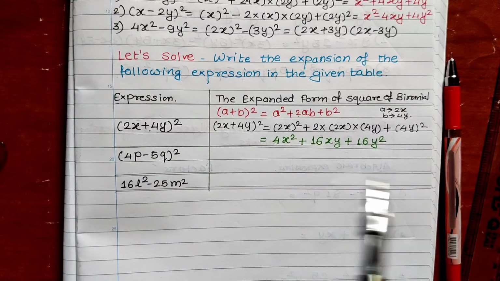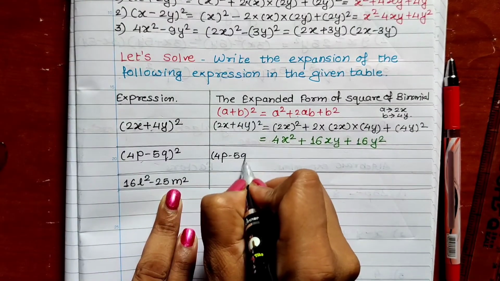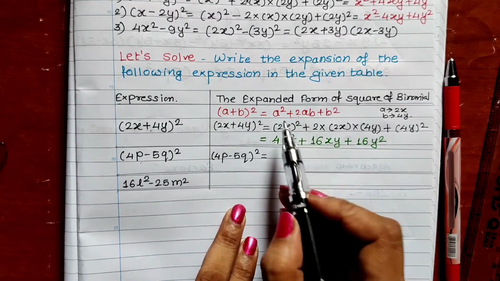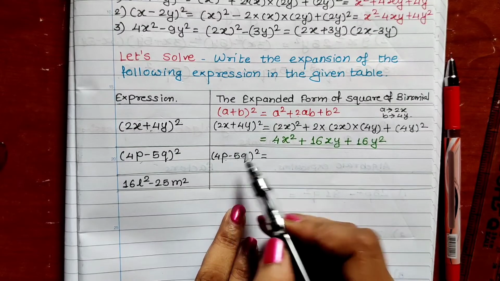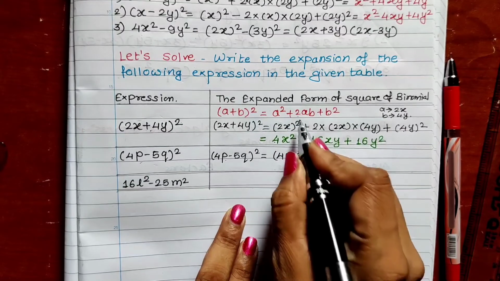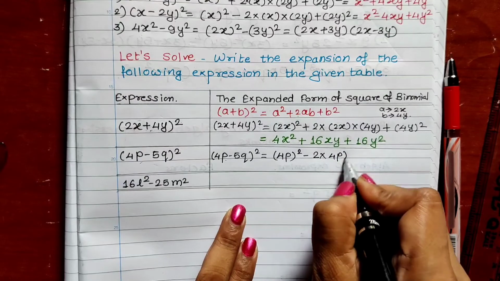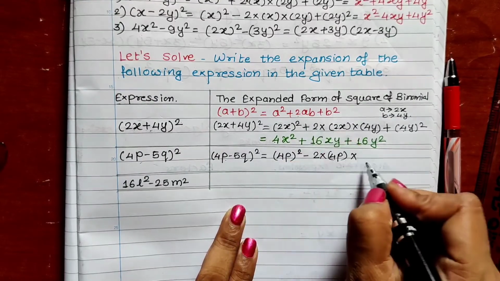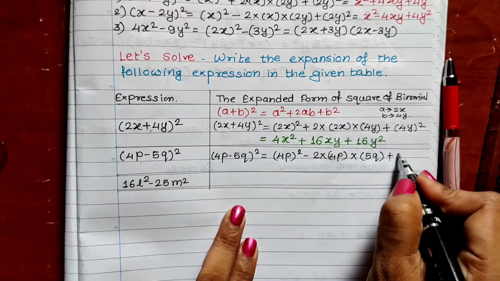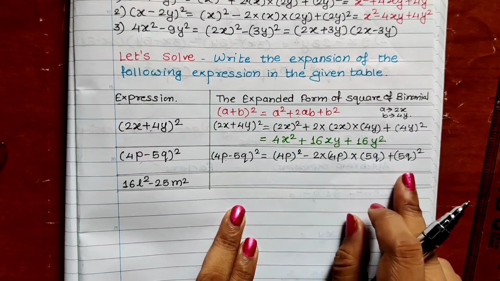Now let us write this second one. We will be applying the formula directly. (4p minus 5q) whole square. What we have to do, in place of plus there will be minus. So a square, a is 4p, (4p) square minus 2 from the formula, multiply by a is 4p, multiply by b is 5q, plus b square, b is (5q) square. In this way, first apply the formula.